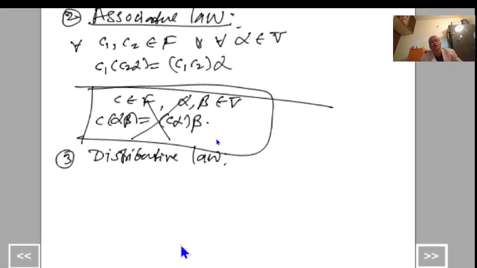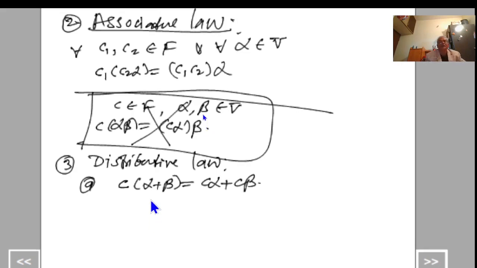Here also, both left distributive and right distributive. So here I take the left distributive law: C into (alpha plus beta) equals C alpha plus C beta. This is known as the left distributive law. Is alpha plus beta defined here? Yes. This is true for C belongs to F, alpha, beta belong to V.